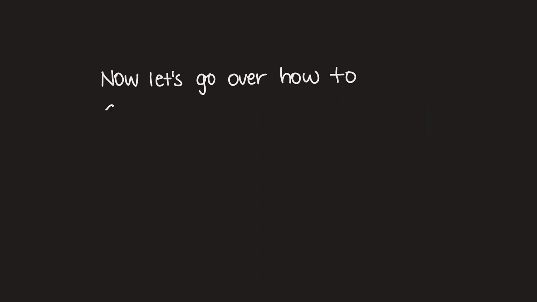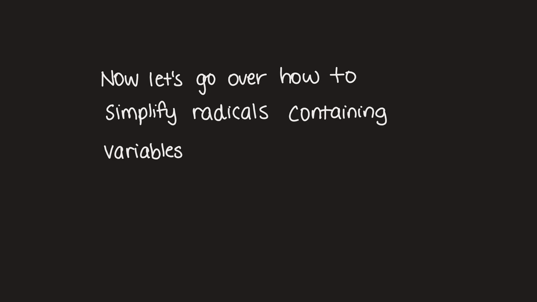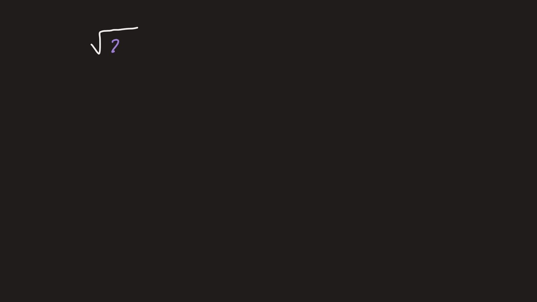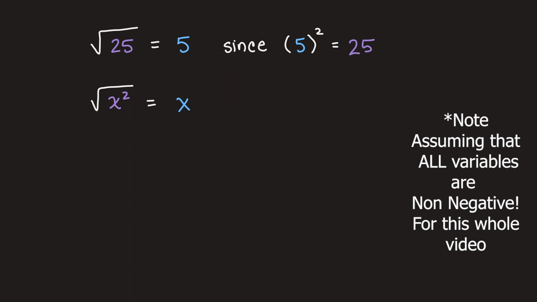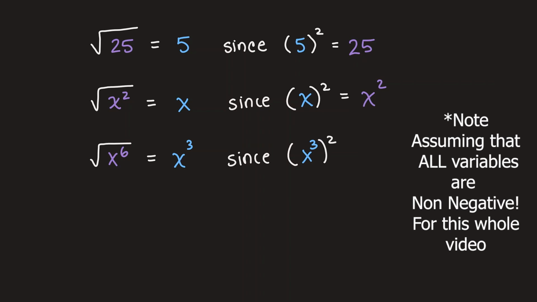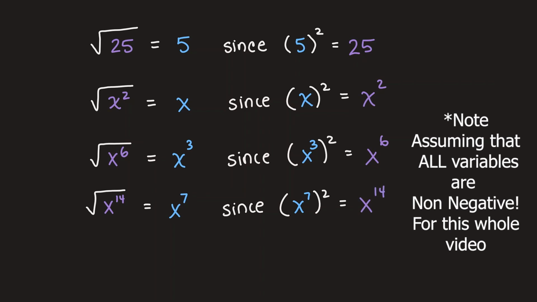So now let's go over how to simplify radicals containing variables. So we know that the square root of 25 is 5, since 5 squared equals 25. The same idea works with variables. So the square root of x squared is x, since x squared equals x squared. And the square root of x to the 6th power equals x to the 3rd, since x to the 3rd squared equals x to the 6th. And the square root of x to the 14 equals x to the 7th, since x to the 7th squared equals x to the 14.